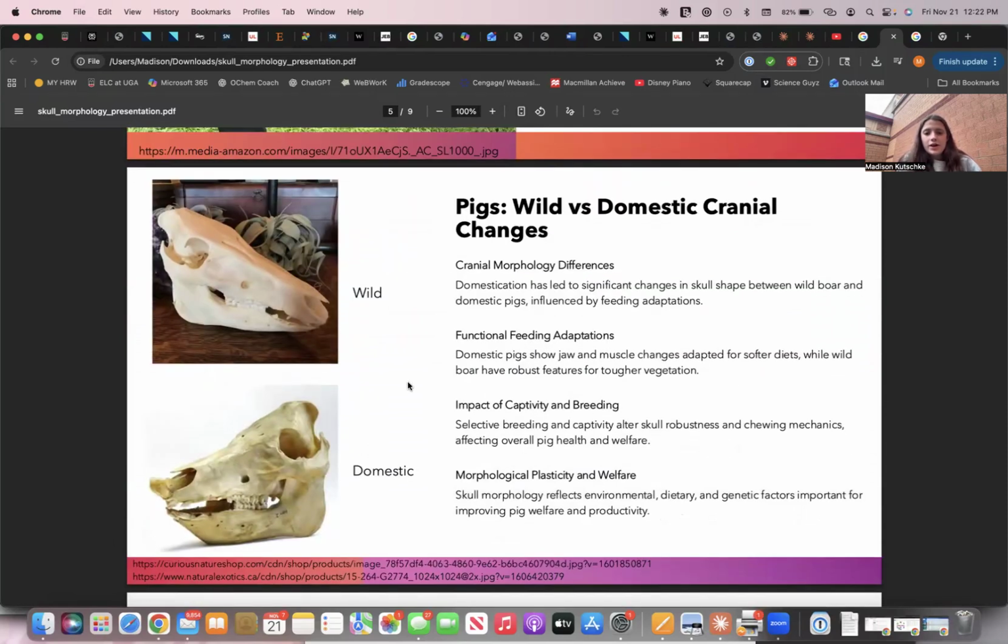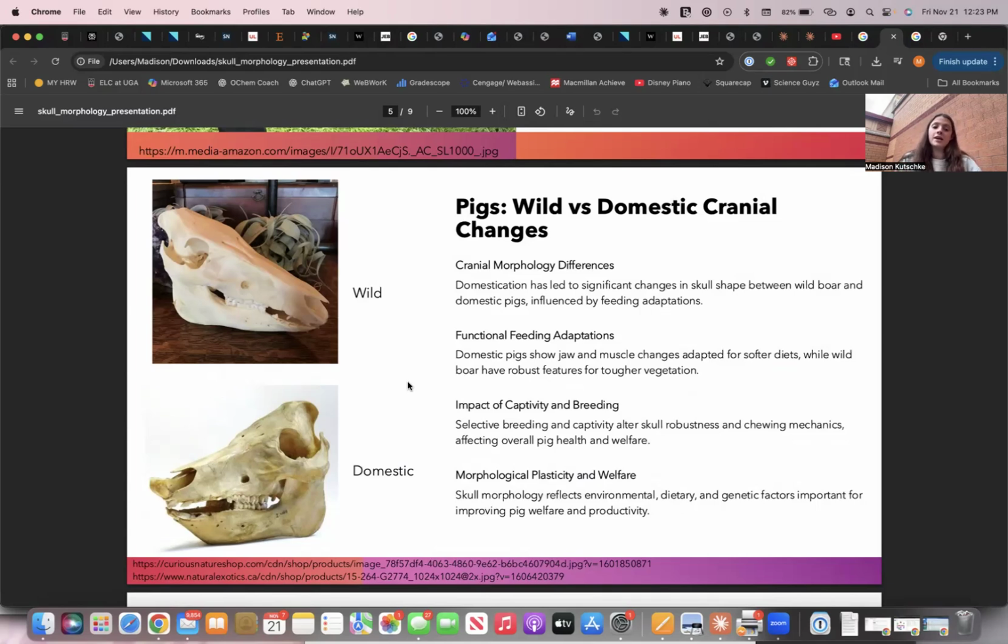Okay, so getting away from just dogs, there have also been a lot of studies in pigs, comparing wild pigs to domestic pig skulls. In the top left corner here, this is a wild pig skull, and in the bottom left is the domestic pig skull. You can really tell how shrunken in the domestic skull has gotten, whereas the wild one is much more elongated. This has influenced their feeding adaptations. Domestic pigs have muscle changes suited to much softer diets, but our wild pigs, which have the long skull again, have much more robust features for tougher vegetation.